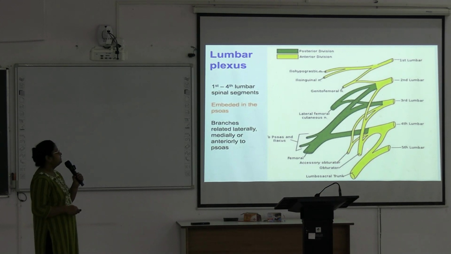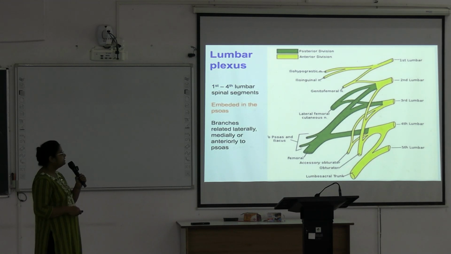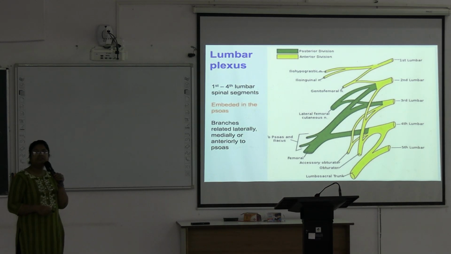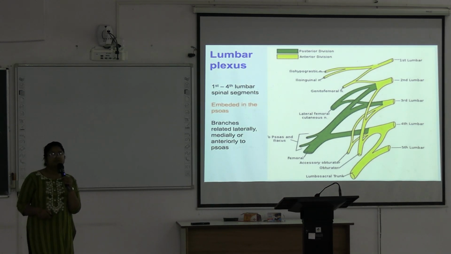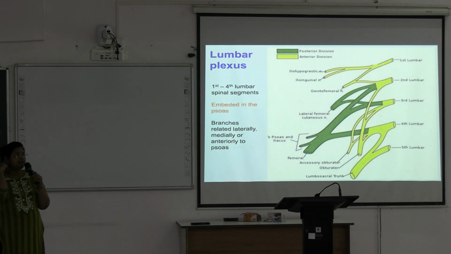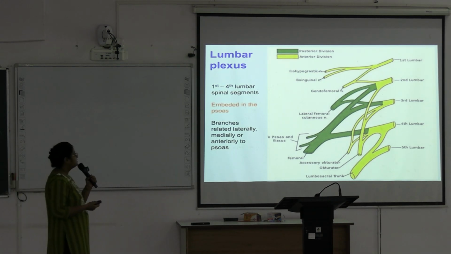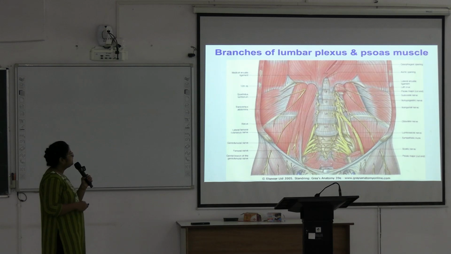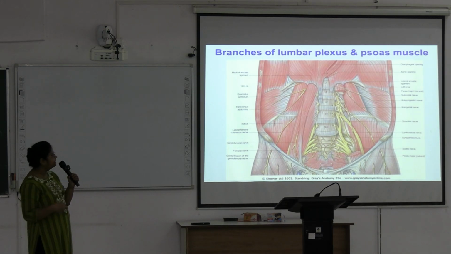Okay, and this smaller part of L4 joins with the fifth lumbar nerve to form the lumbosacral trunk, which takes part in formation of the sacral plexus. Okay, understood? So all these nerves you will see in the posterior abdominal wall. Next, see the nerves. Nerve will lie like this.